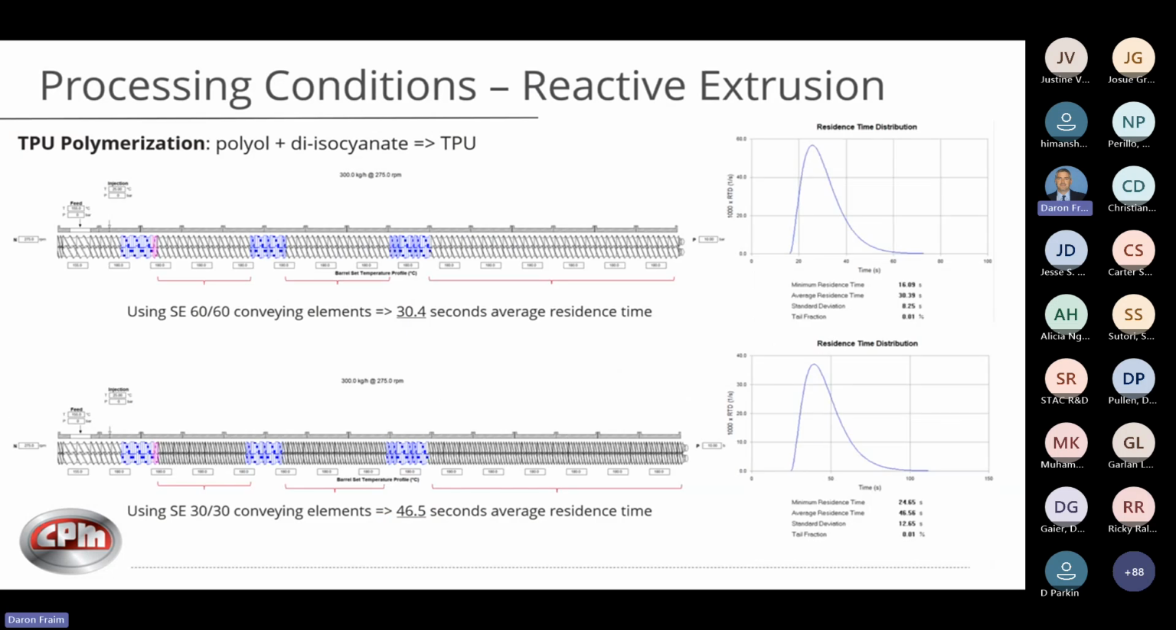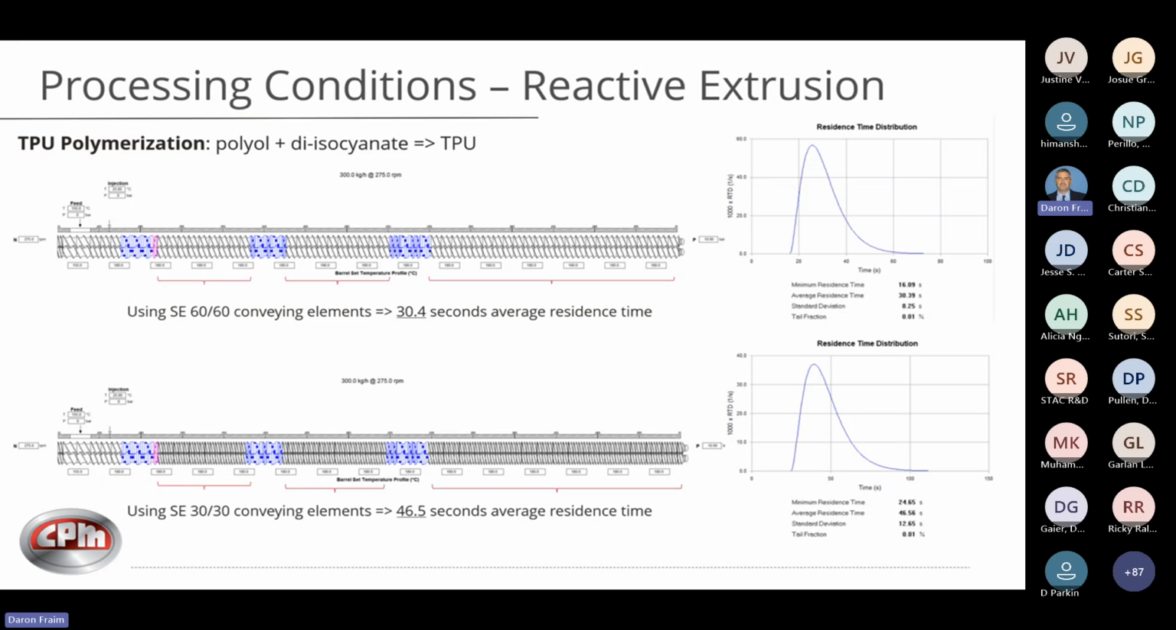Now we look at reactive extrusion. This is a TPU polymerization. And here we're going to look at residence time. And so you can see here, I'm running these process conditions the exact same. Both are operating at 300 kilograms per hour, 275 RPM. I've got the exact same mixing elements on both of these screws. Nothing changes. The only difference is in the top example, between the mixing sections, I'm using 60-60 conveying elements. And in the bottom, I'm using 30-30.